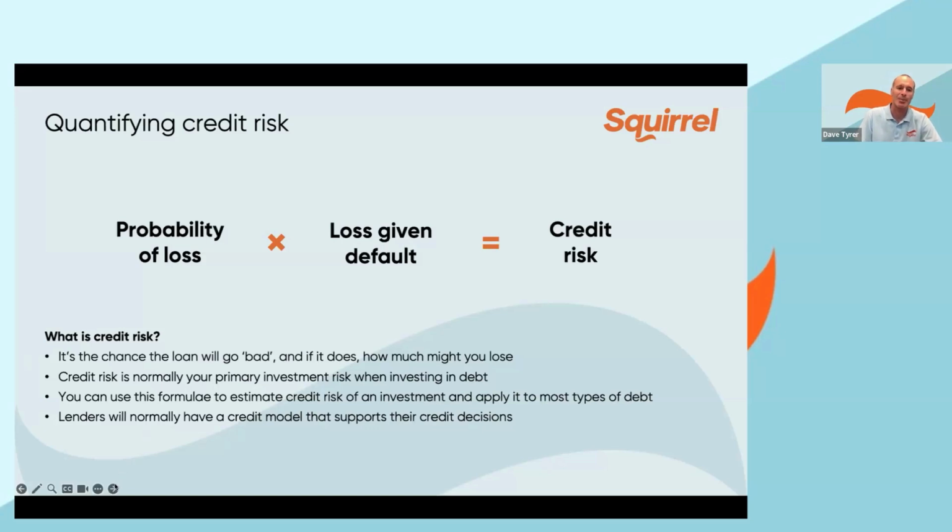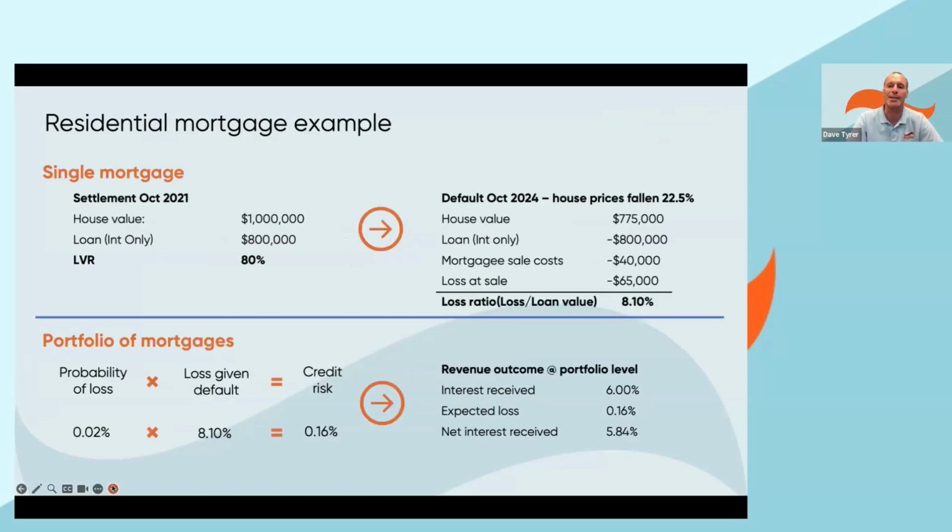Okay, so we're going to now move into a worked example of how this kind of plays out in real life. All right, starting at the top. So let's take a single mortgage. Let's assume that you bought a house in Wellington for $1 million in October 2021. So at the peak of the property cycle, it was an interest-only loan for $800,000, which gives you a loan-to-value ratio of 80%. So that's the value of the loan divided back by the house value.